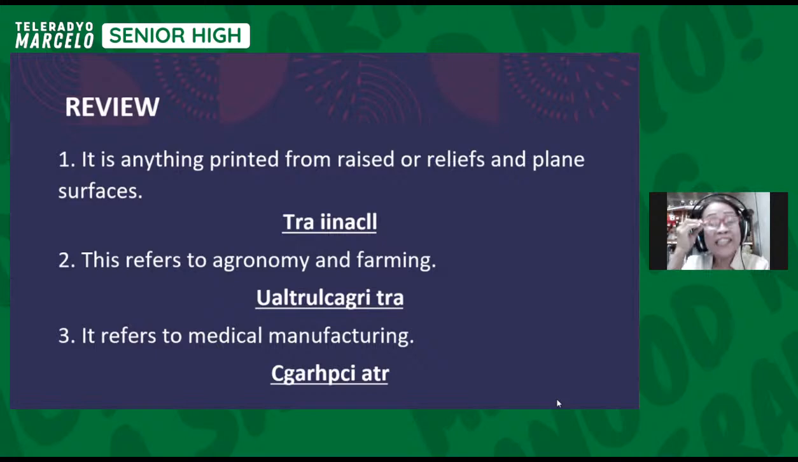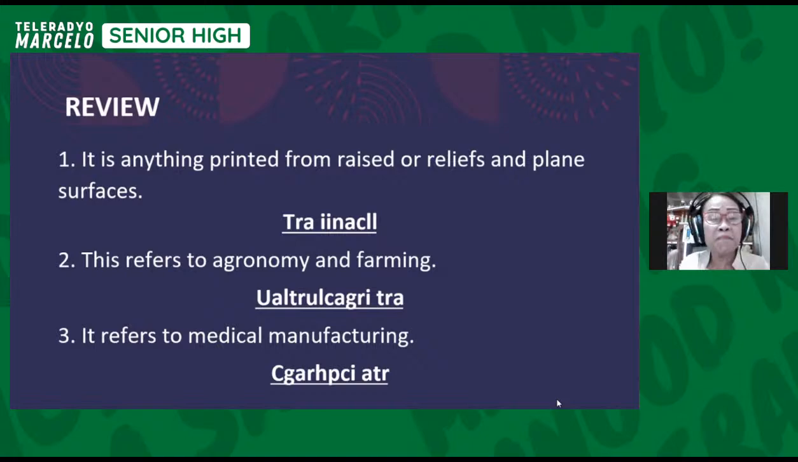Number 3. It refers to medical manufacturing. Refers to medical manufacturing. Ano po yon? It refers to, anybody? Sige nga. Ano ang sagot? Mayroon na akong nakita. Sandra de la Cruz, ang sagot ni Sandra, graphic art. Correct. So, tama ulit kayo. Yung mga sumagot ng graphic art, it is a graphic art that refers to medical manufacturing.